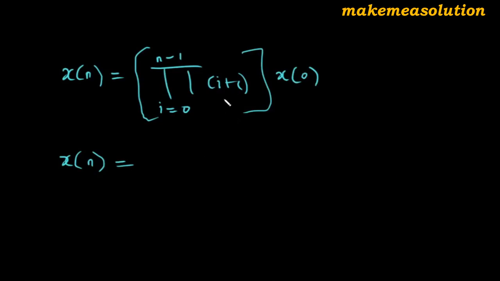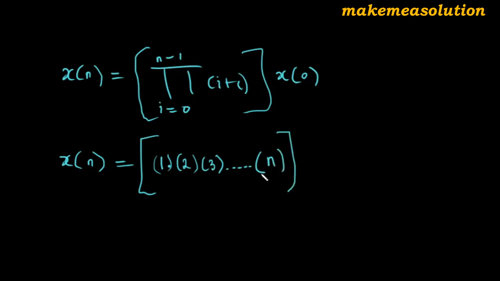So if you start with I equal to 0 and you plug it into this formula, you will have 1, then times, if I is equal to 1, you will have 2. Take note there's a big bracket. If I is equal to 2, you will have 3. So it keeps going in such a way that if I is equal to n minus 1, then you're going to have n.